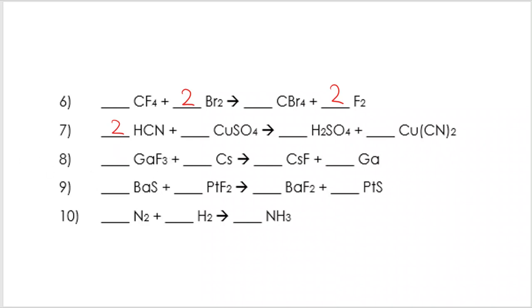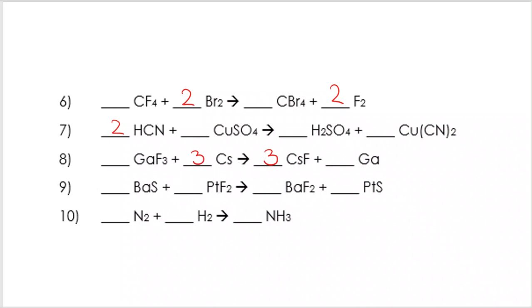We're actually balanced on that one. You can check through the rest of them to see that all of the other numbers are correct. On to the next one, I've got 3 fluorines. I've only got 1 fluorine on the right, so I need 3 CSF, which means I need 3 CS to balance it.